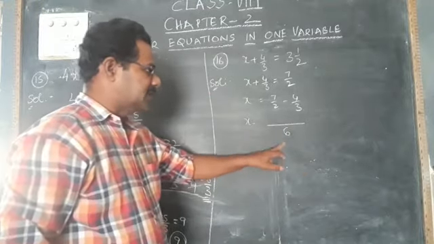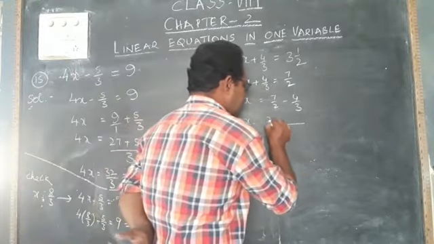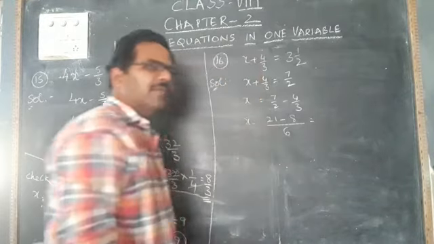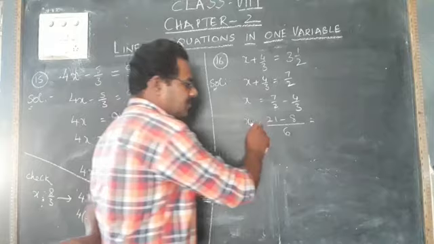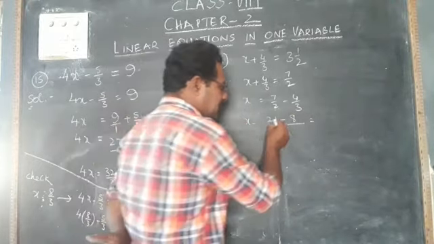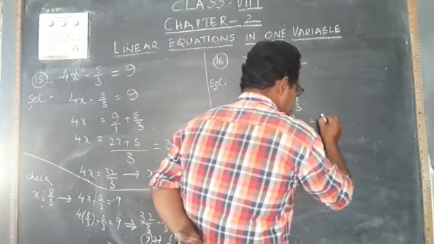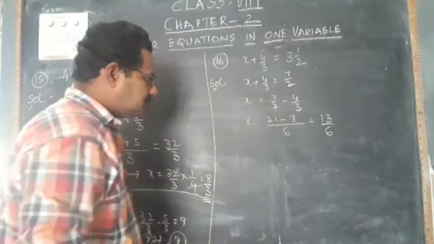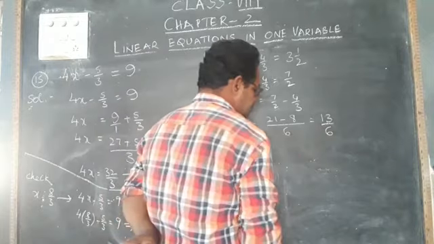2 threes are 6, and 7 threes are 21. 3 twos are 6, and 4 twos are 8. 21 minus 8 is equal to 13 by 6. So x is equal to 13 by 6.